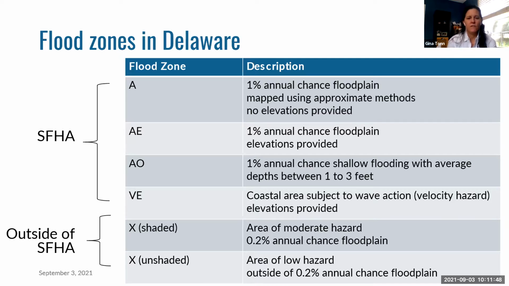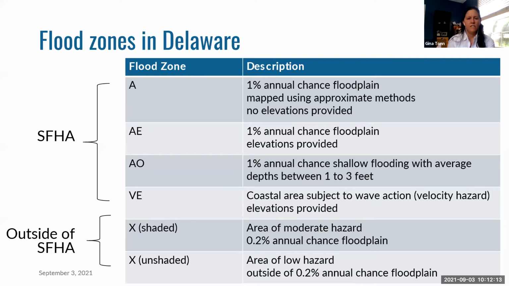So I'll start with V zones. The V stands for velocity. This is a coastal area that's subject to wave action. This is what you're going to see right up along the coast, where there's not only a chance of flood risk, but you would expect to see waves with that flooding. So that would be the VE zone. And then there's a number of different A zones.